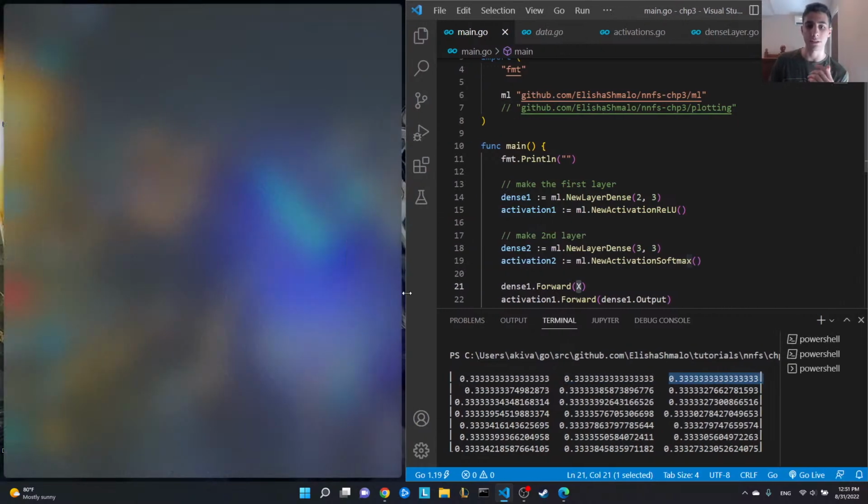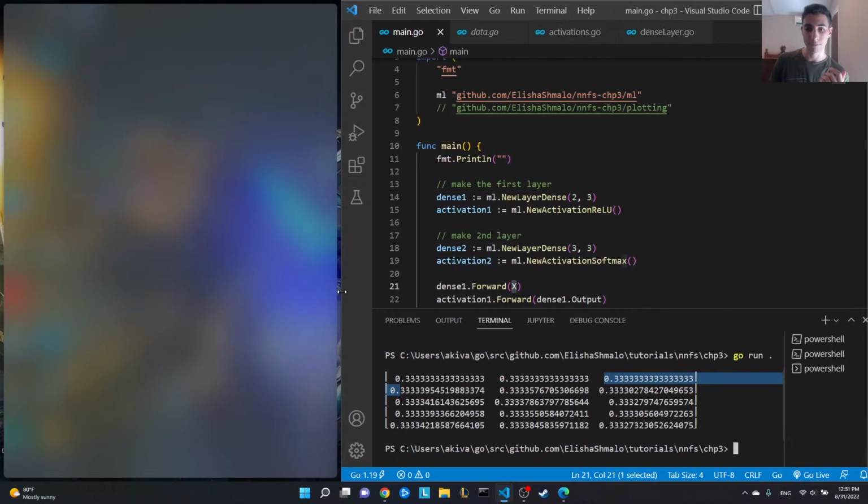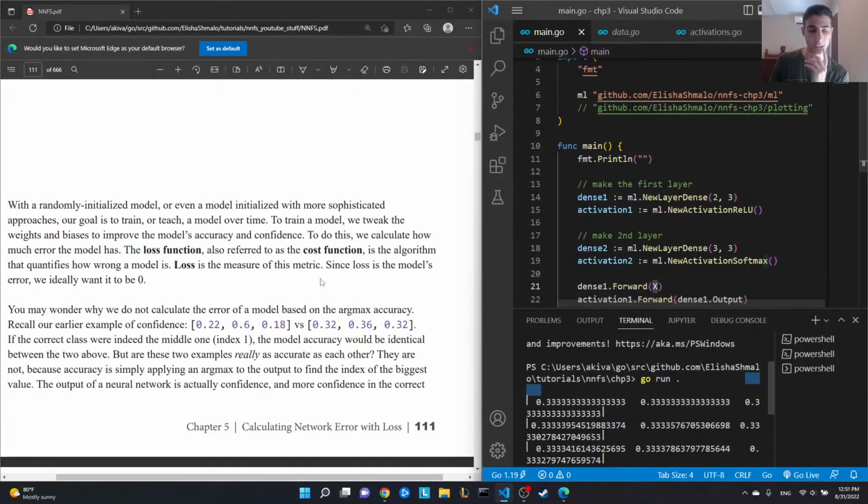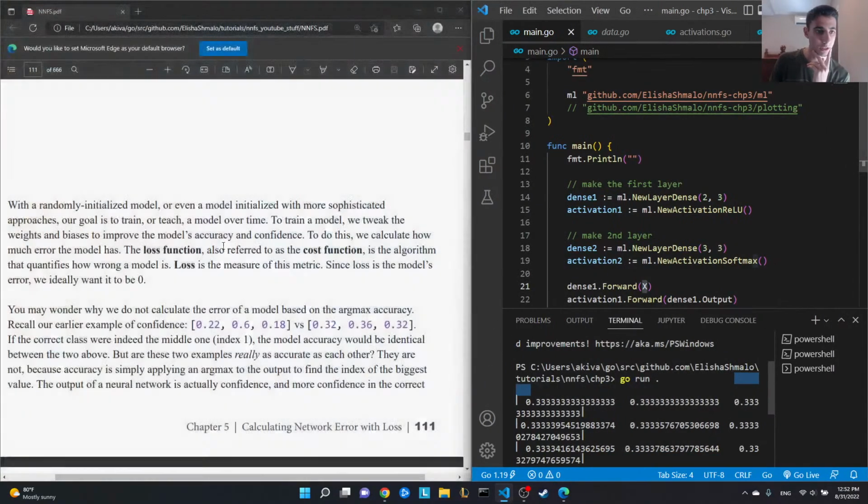That's what the model is telling us. So we're going to find out how wrong it is by looking at what it should have outputted and how far off its guess is from that output. Okay, let's check it out.